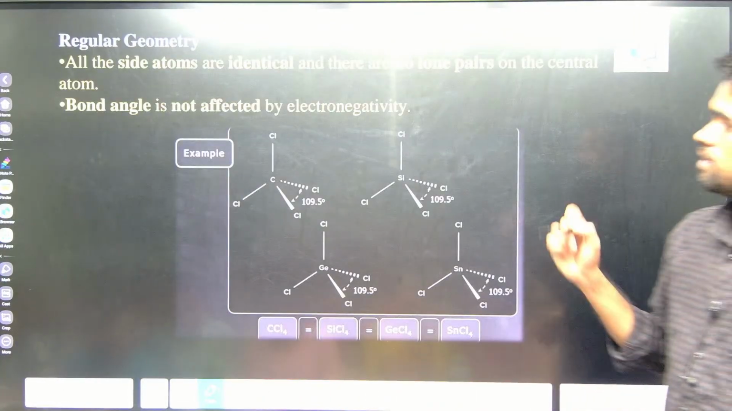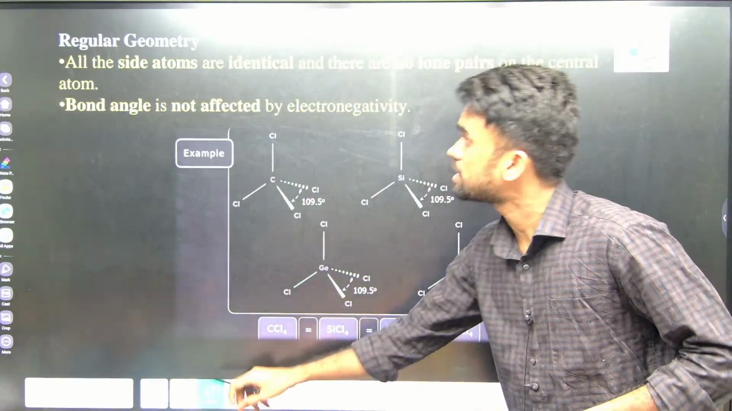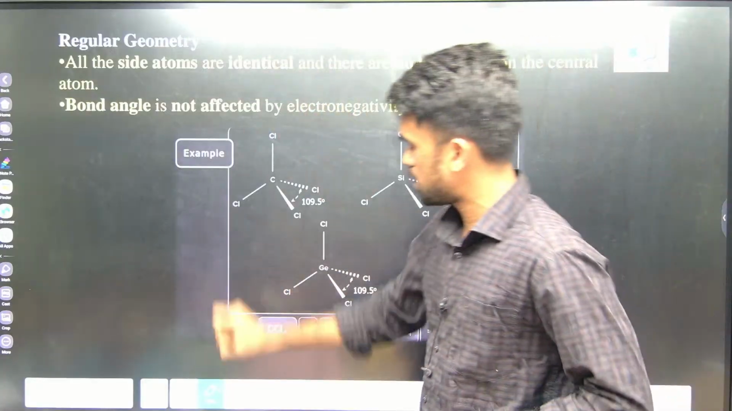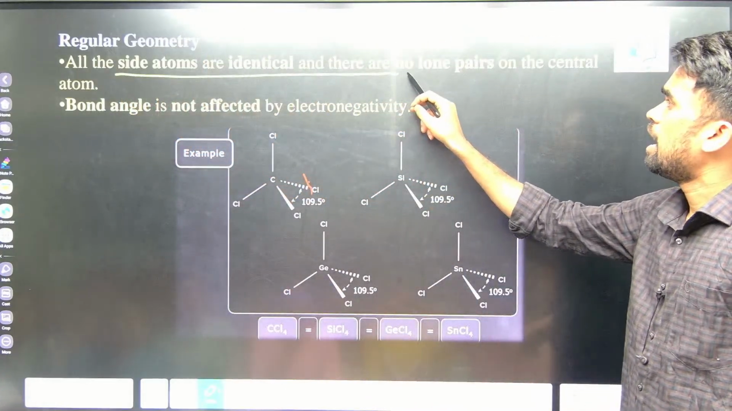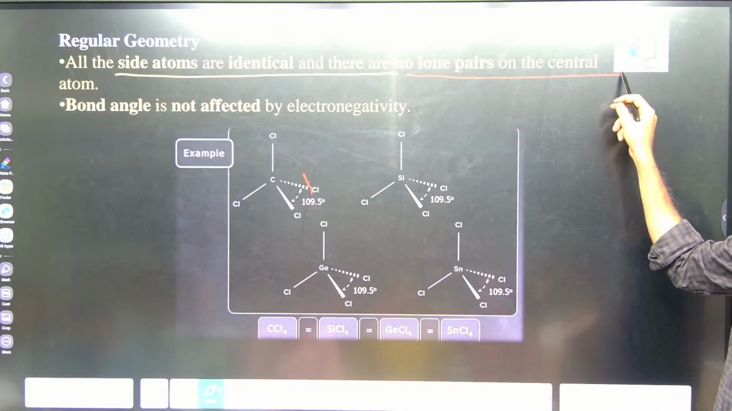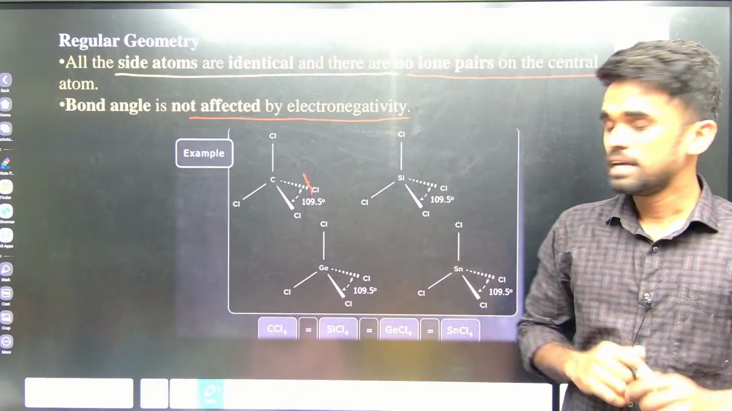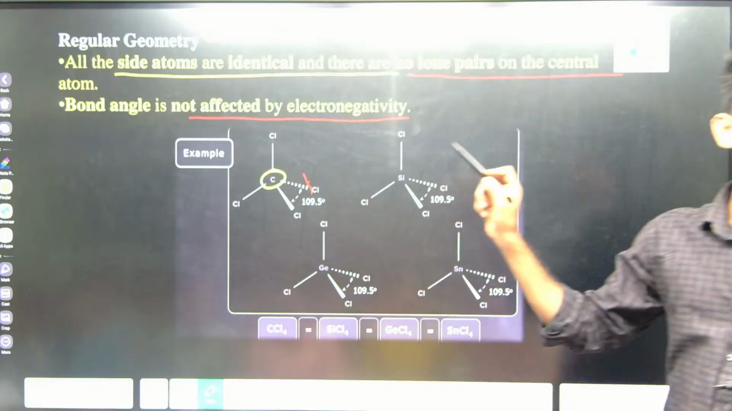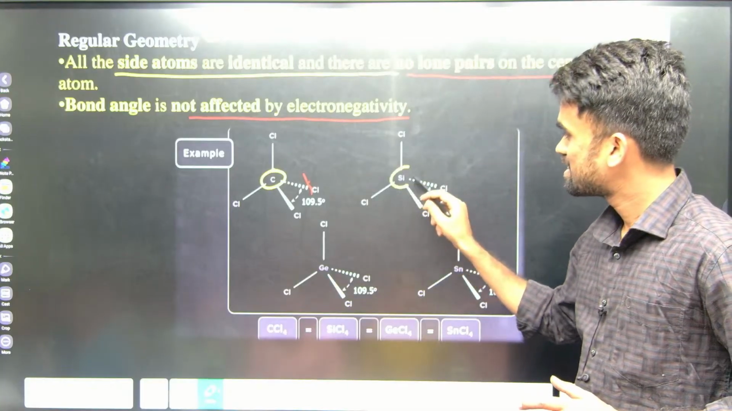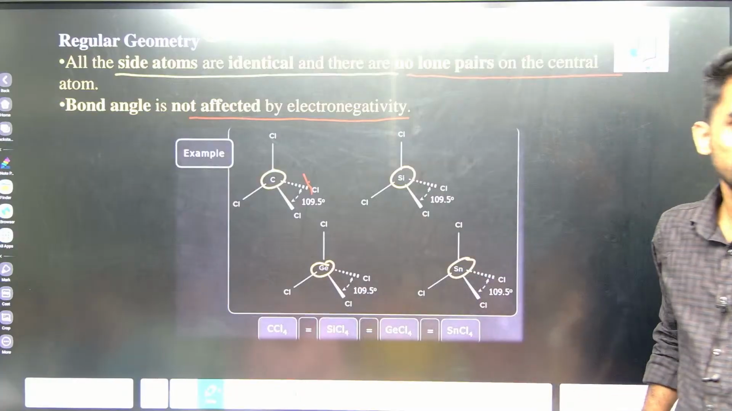See, when the central atom has regular geometry, once read this. Regular geometry means what? All the side atoms are identical and there are no lone pairs on the central atom. The bond angle is not affected by electronegativity. It means the central atom, what we have here? Carbon. Next. Silicon. Next. Germanium. Next. Tin.